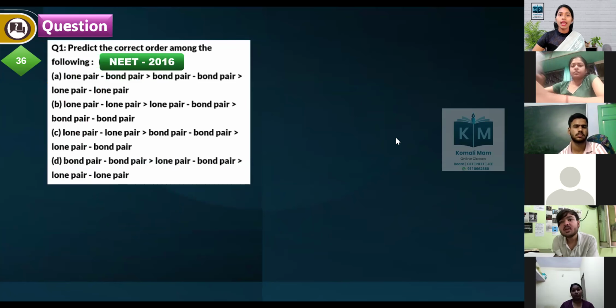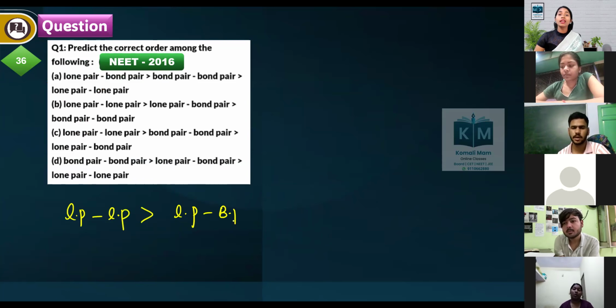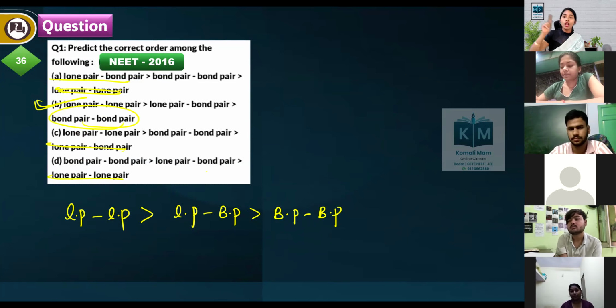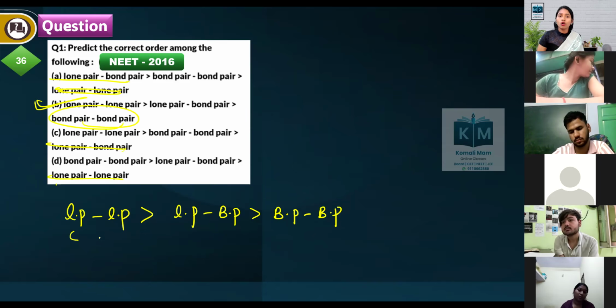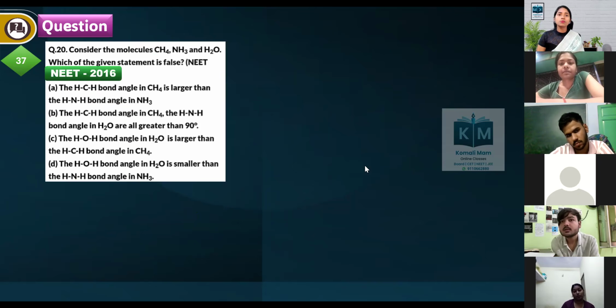Predict the correct order among the following. According to VSEPR theory, lone pair-lone pair repulsions are greater than lone pair-bond pair repulsions. Then the last should be bond pair-bond pair. See option B: lone pair-lone pair, lone pair-bond pair, bond pair-bond pair. Option B is the correct answer. Lone pairs cause more repulsion.